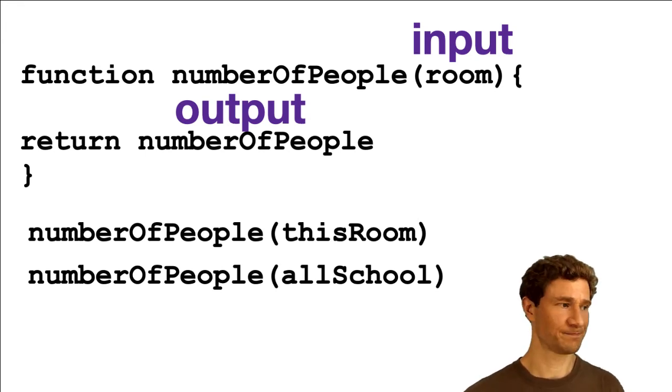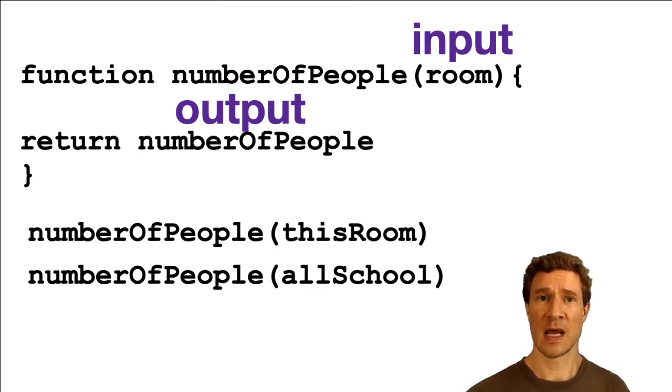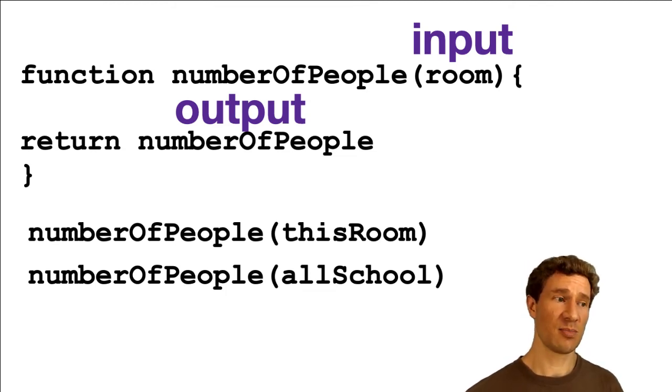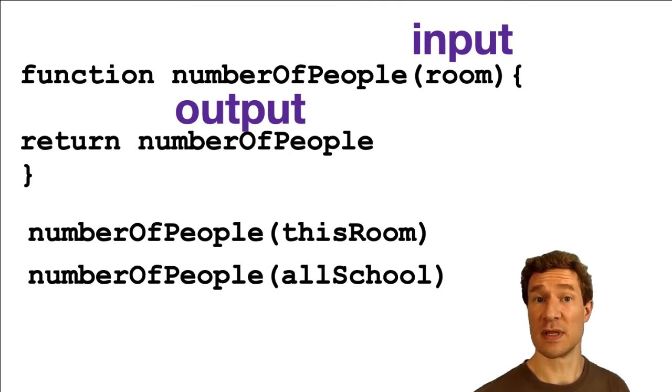And so you would expect a function like this to have different outputs based on what you put into it. So you might say, for this particular function, find the number of people in this room. And so that might be 20. If you make the input the entire school, that number is obviously going to be much bigger. So the output depends on the input that you put into these functions.